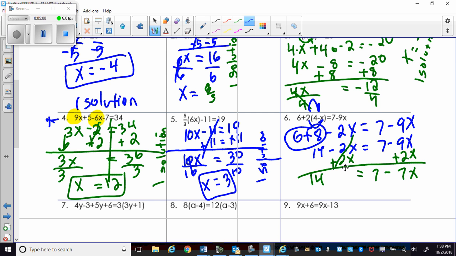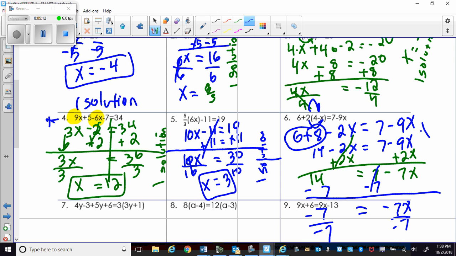Then subtract 7 on both sides. Negative 7 equals negative 7x. Divide both sides by negative 7. X equals 1. You have one solution. Sorry, you're right. It's positive and it's negative 1.